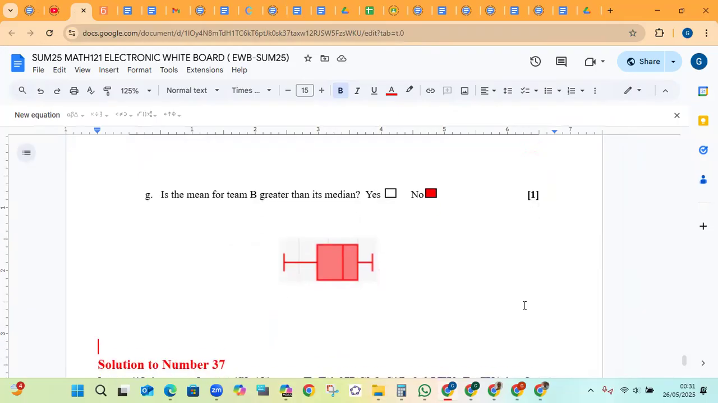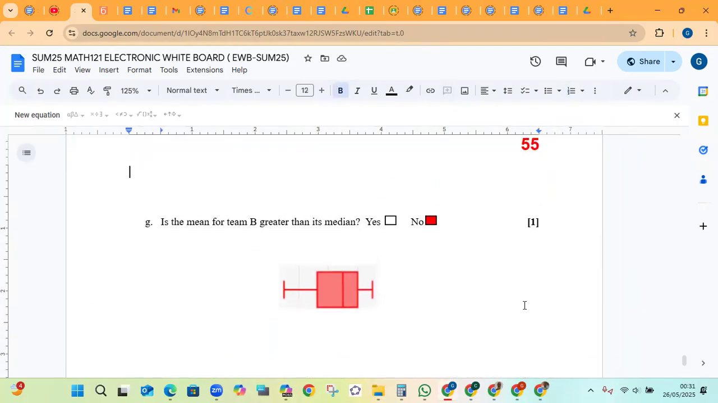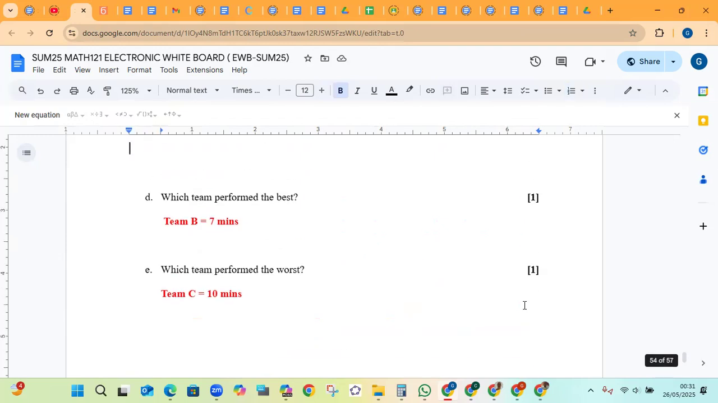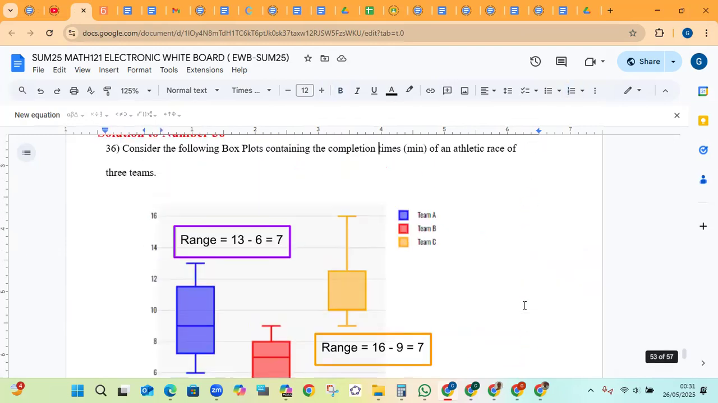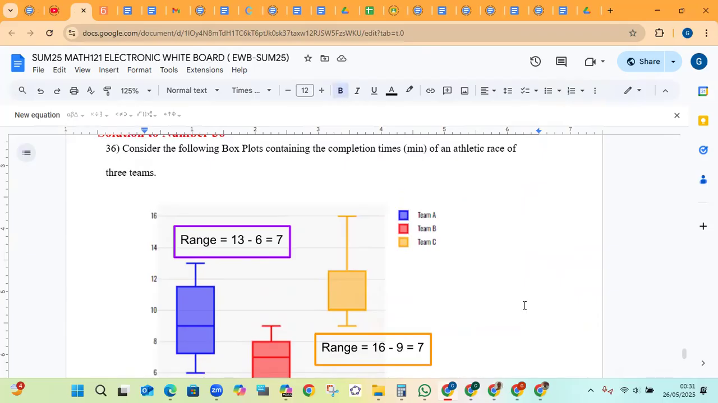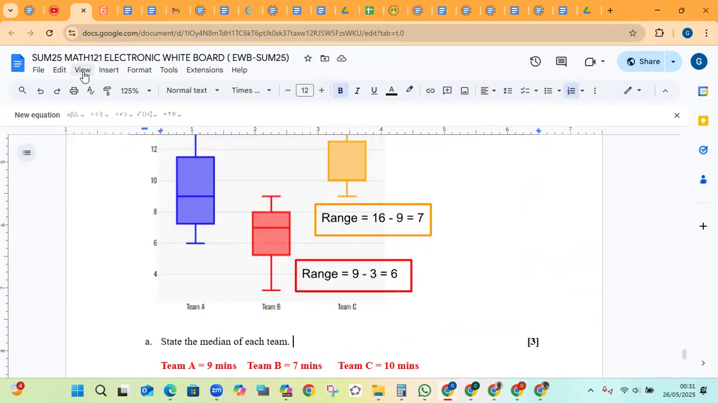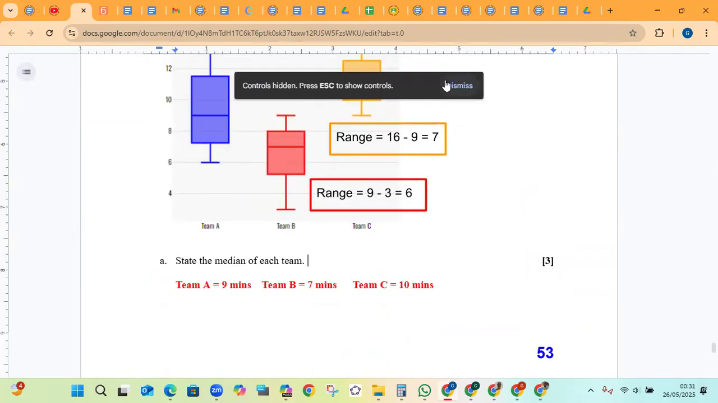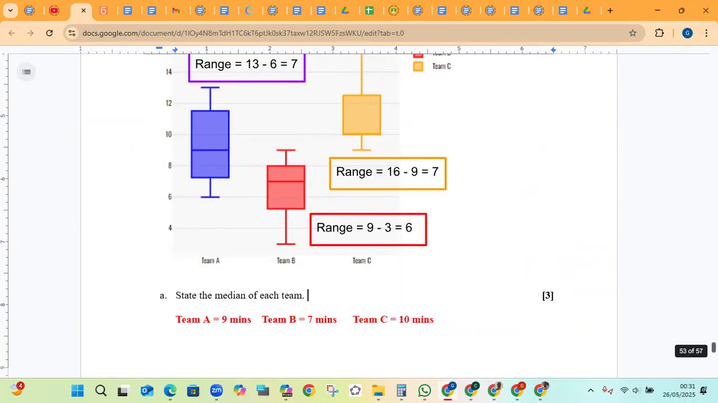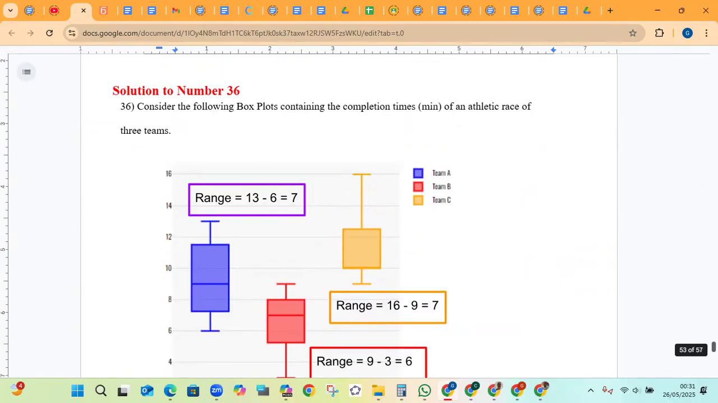So that's it for number 36. Comparing the three box plots containing the times for three athletics teams. Because it's time, we have to look at the smallest average for the best performance.